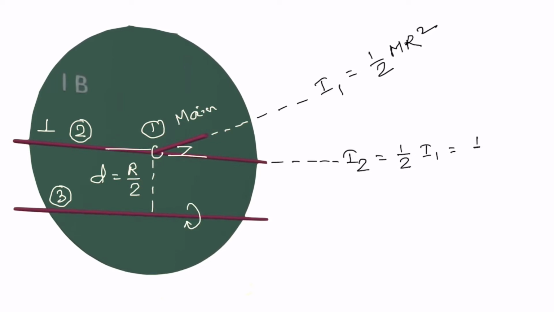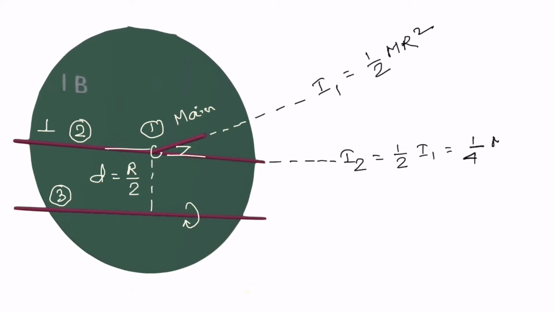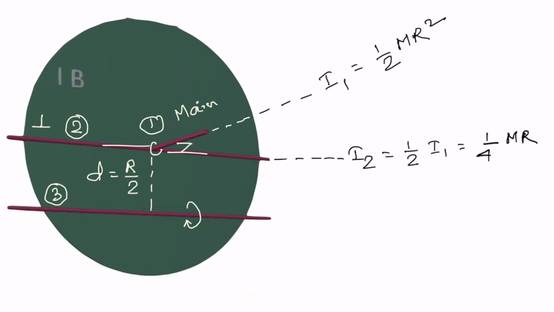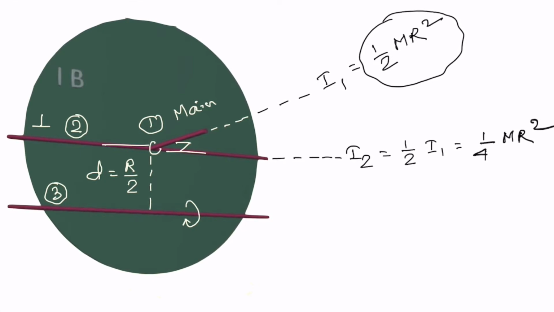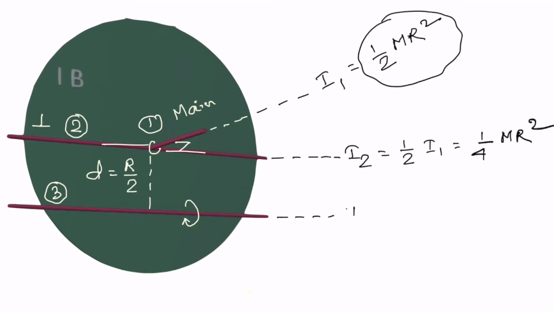So can we write it to be 1 by 4 mr square? Half of I1, that is half mr square. So half of half mr square means 1 by 4 mr square. Okay. Now finally, let us find I3.